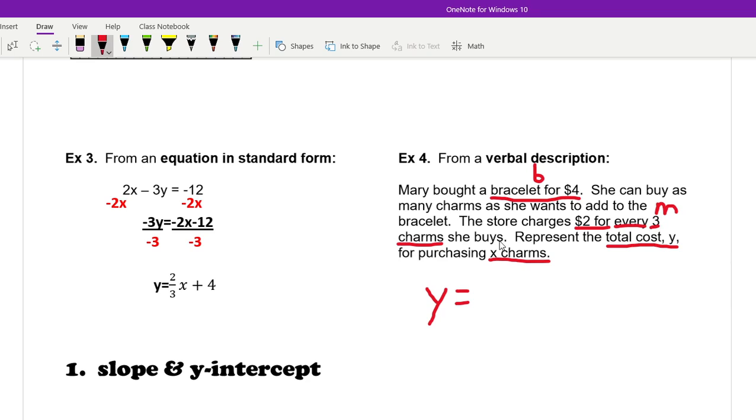The way we show this in an equation, ratios are shown usually by fractions. At least at this point, we have been showing them as only fractions. So this would be the $2 for every 3 charms that she buys. And this all depends on how many charms she buys. We use the x because we don't know how many she plans on buying at this moment. And then we know for sure that just buying the bracelet is going to cost her $4.